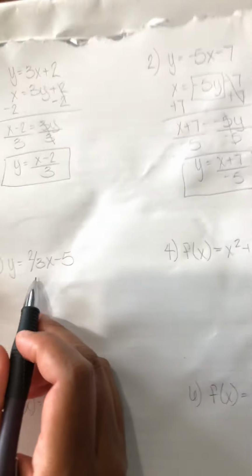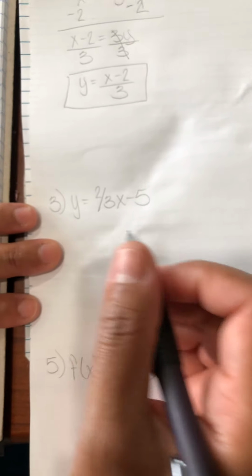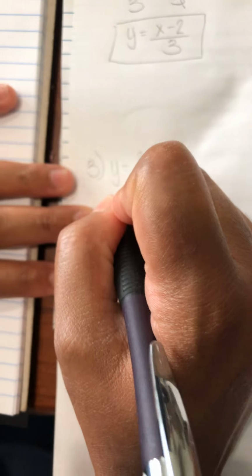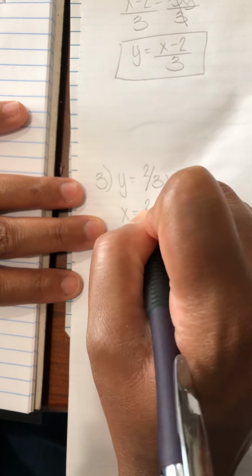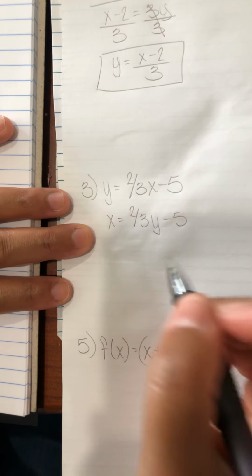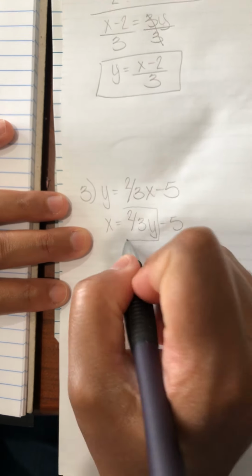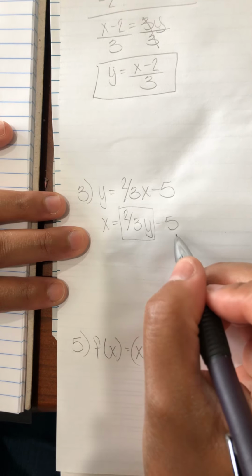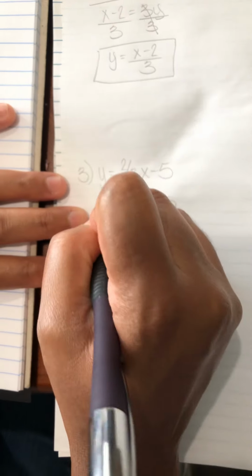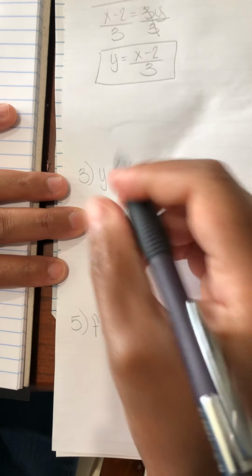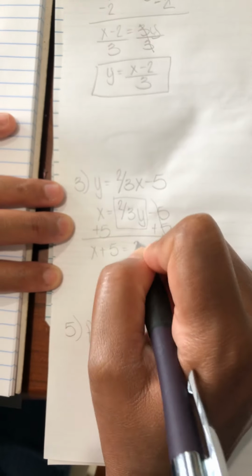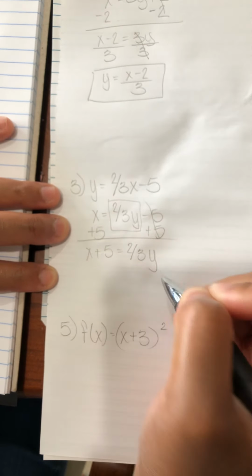You guys should be used to this. This looks like a fraction, but we're used to this when it's in the form of y equals mx plus b. So x equals 2 over 3 y minus 5. Again, the first thing I want to do is get rid of this number that's by itself, which is -5. Opposite of -5, +5. So I'm going to add 5 to both sides. These are not like terms, so x plus 5 equals 2 over 3y.